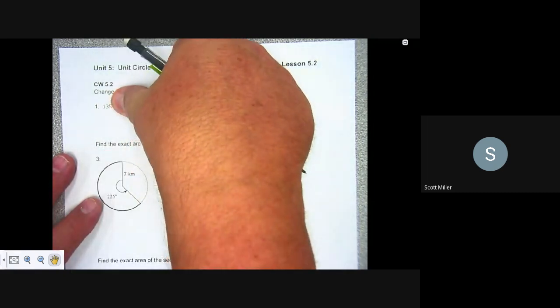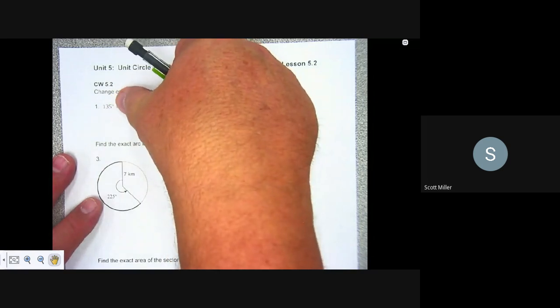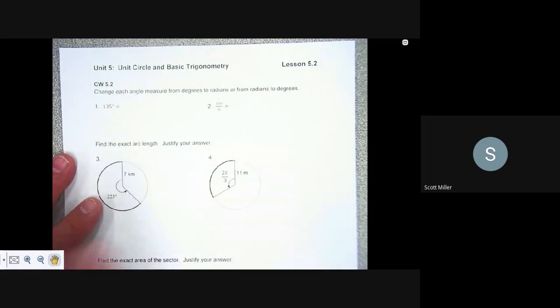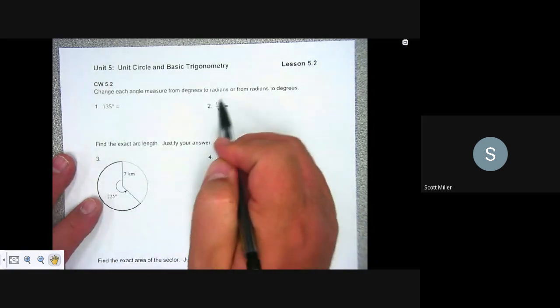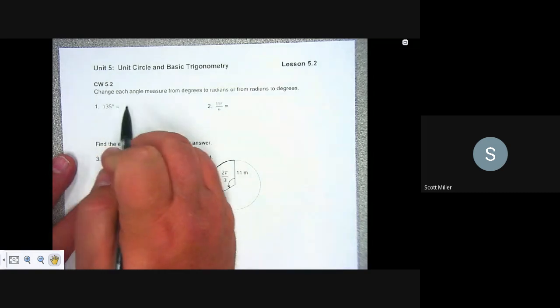135 without the degree symbol is a radian. If you want to mean degrees, you have to put the degree symbol. Okay? If there is no degree symbol, then it's a radian. That's important to remember. You might want to write that down.